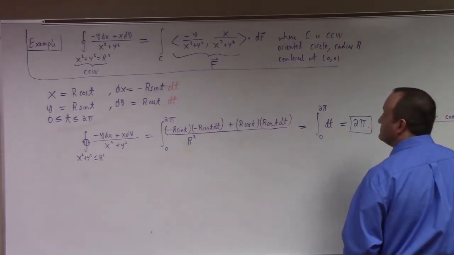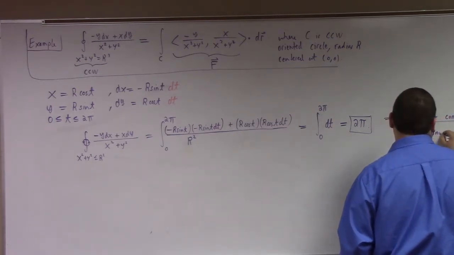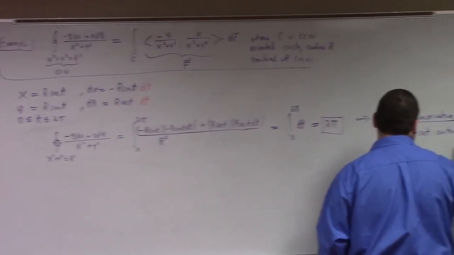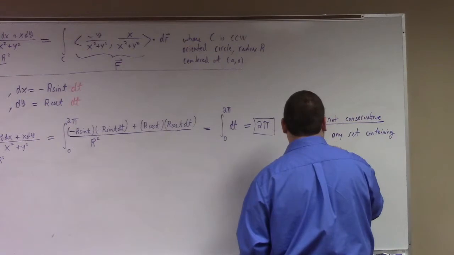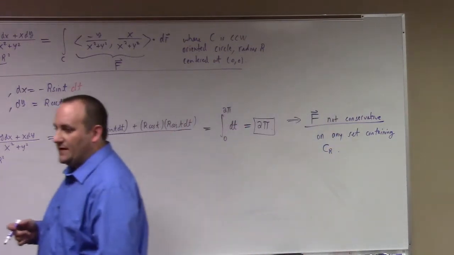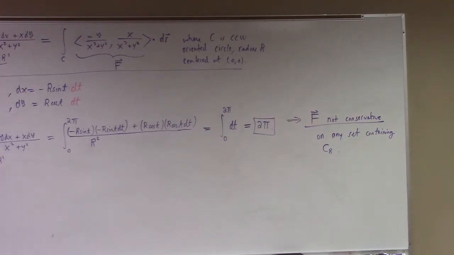On where? Any set containing what? A circle of radius r, right? So if you think about that, since r can be arbitrarily small, basically it's saying if you contain the origin, right? If the origin is in the interior of your set, then this vector field is not conservative on such a set. Does this make sense to you guys?